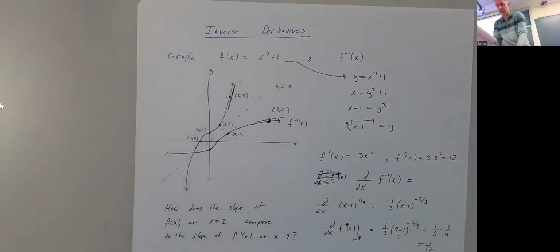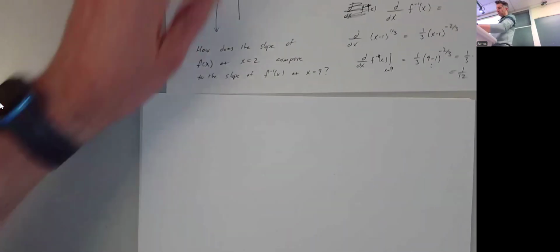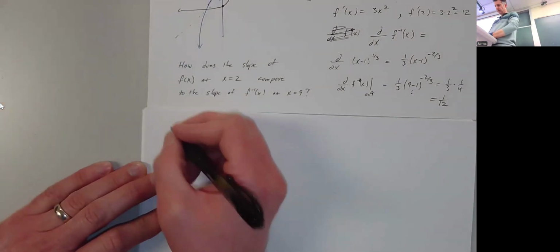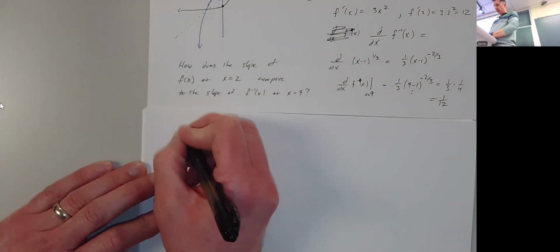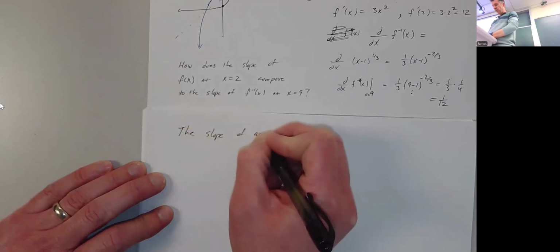So how do we use this? In a number of ways. Let's actually write down the result. So there's a theorem, kind of annoying. It's about how to find the slope of an inverse function.